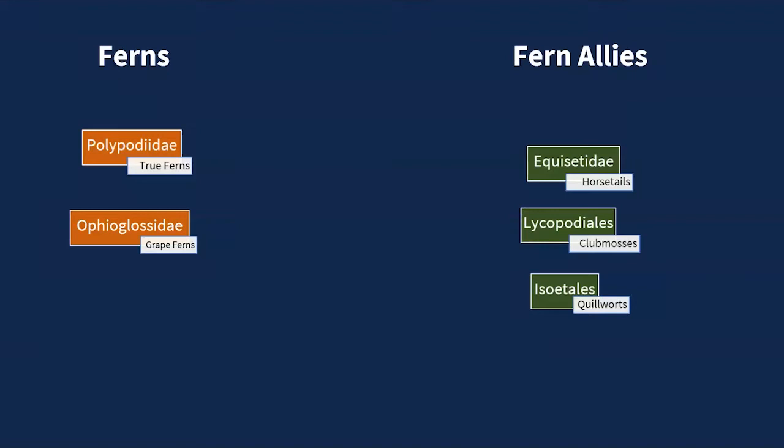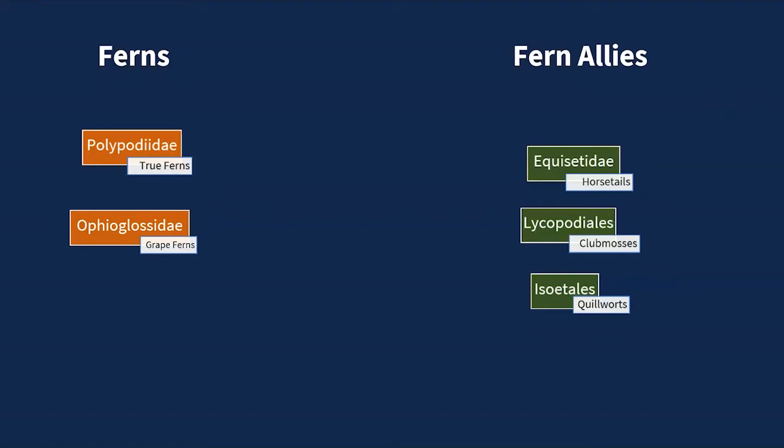We won't really cover fern allies in this presentation, but just know that the fern allies have a lot of the same reproduction strategies. They produce spores and have a lot of the same life history as the true ferns or the grape ferns, but they're different enough that they've been moved into their own category. Again, for today, we're going to be talking about the true ferns.